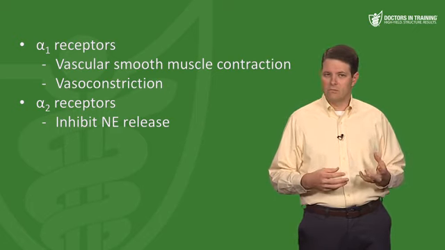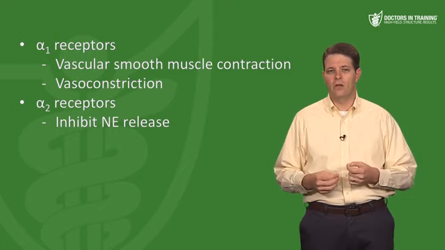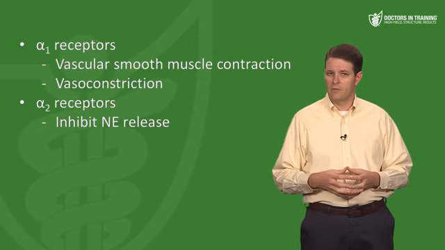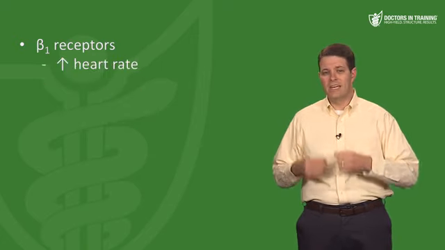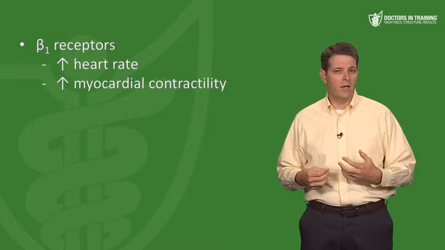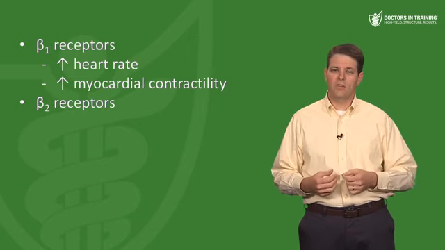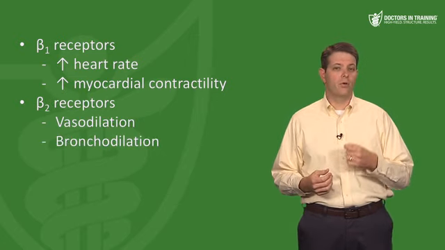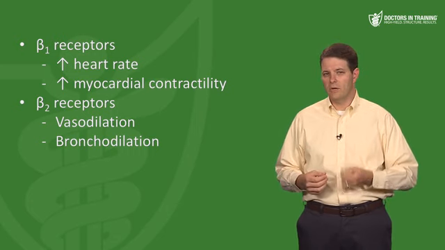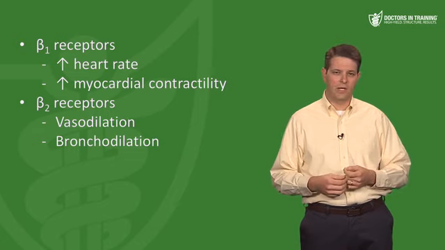That's the main action. Just to confuse things a little bit, alpha-2 receptors are also found on certain blood vessels, where they do cause a little bit of vasoconstriction. Now beta-1 receptors increase heart rate, and they increase myocardial contractility. That's why adrenaline makes your heart pound in your chest. Beta-2 receptors cause vasodilation and also some bronchodilation. So for beta-1, I want you to think about increased heart rate and contractility. For beta-2, I want you to think about vasodilation and bronchodilation.